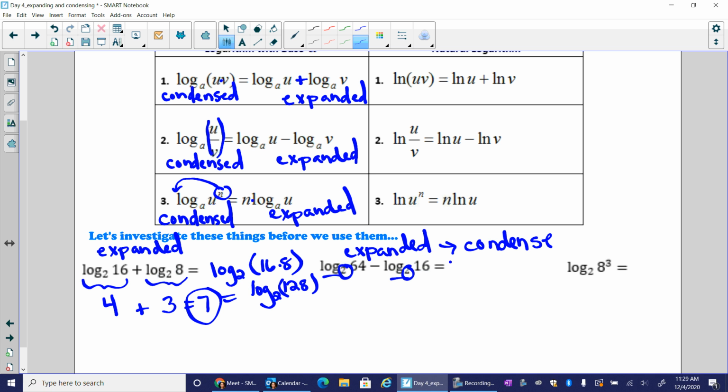So I get log base 2, subtraction turns into division, 64 divided by 16. Okay, hopefully we know that that is 4. So I am actually trying to evaluate log base 2 of 4. Now, this is a lot easier to evaluate than the original expanded logarithms. 2 squared is 4, so I know that this logarithm is equal to 2.